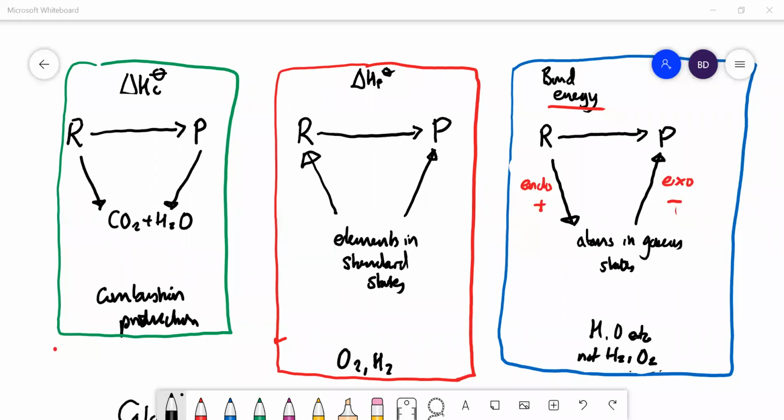Okay, so we've now looked at three different Hess's law cycles. Just to summarize, what I'm using here is R and P. They stand for reactants and products.